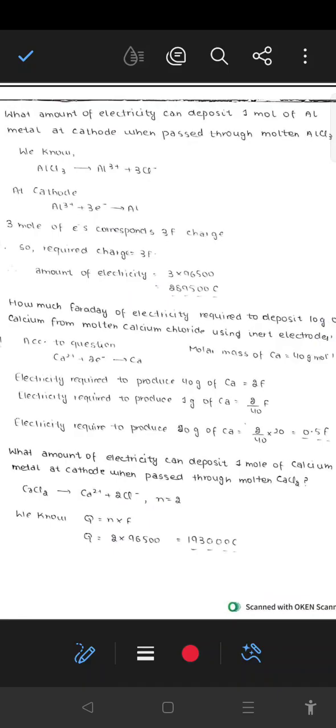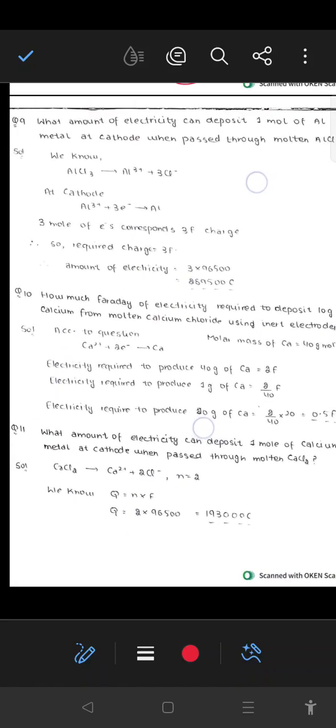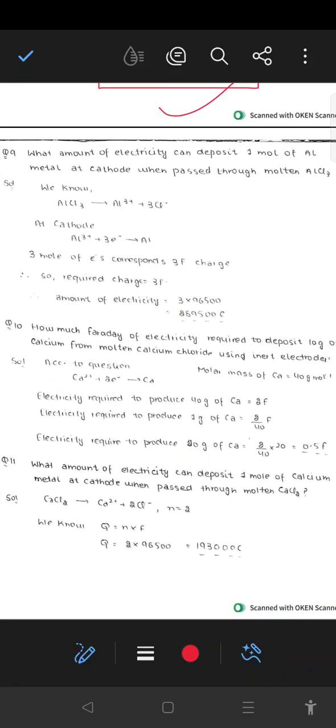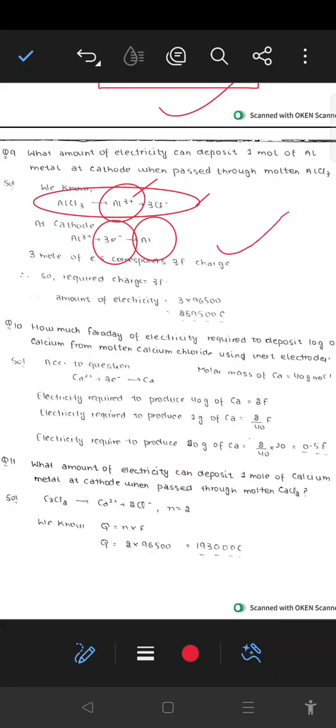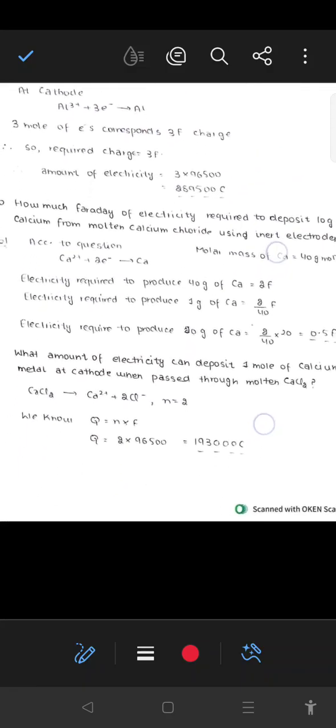Next, what amount of electricity is needed to deposit 1 mole of aluminium metal? In the case of aluminium chloride, it dissociates into Al³⁺ plus 3 Cl⁻ ions. The Al³⁺ ion changes into aluminium by gaining 3 electrons. So that will need 3 Faraday charge. The amount of electricity becomes equal to 3 into the Faraday constant, that is 96500 coulomb. So we will get the right answer.